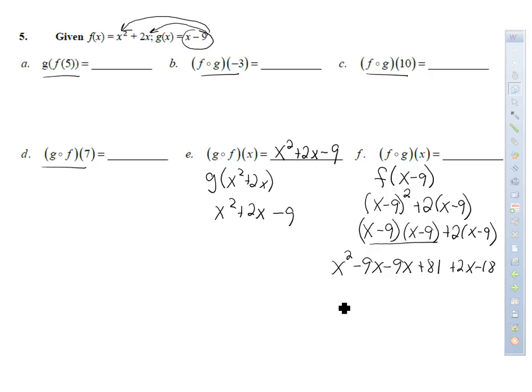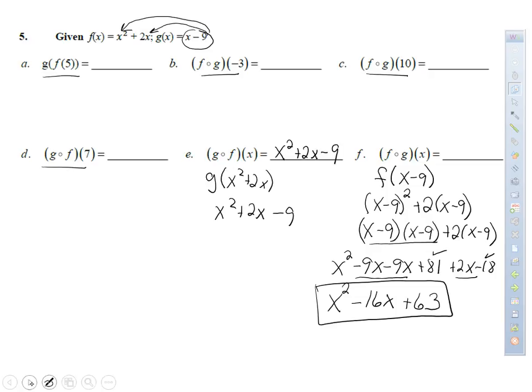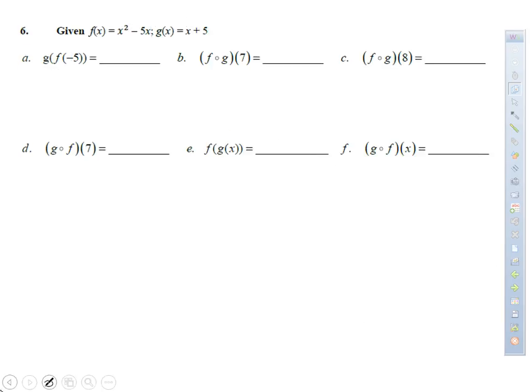Combine your like terms. I'm going to have an x squared, negative 9 and positive 2 make negative 16x. And then an 81 and a negative 18 looks like a positive 63. So be careful when the squared show up. Let me hit one more with you, and then I will end the video.